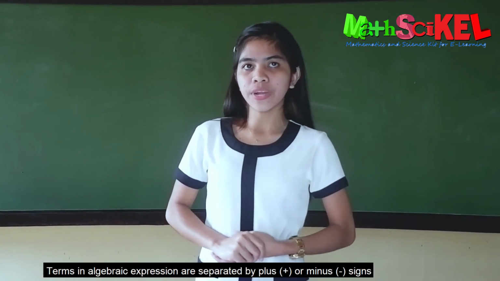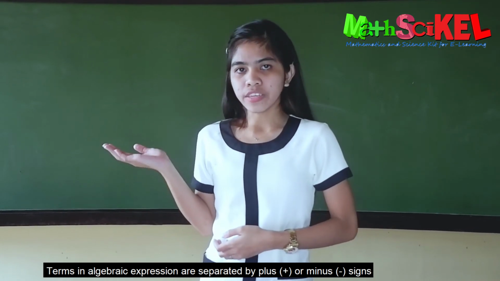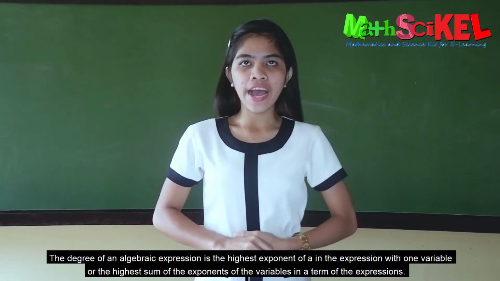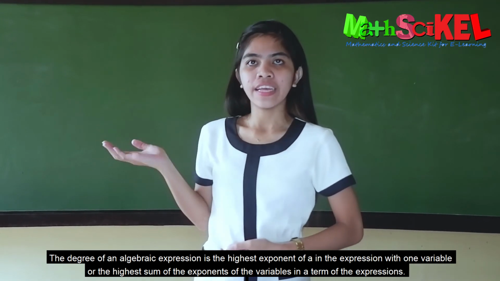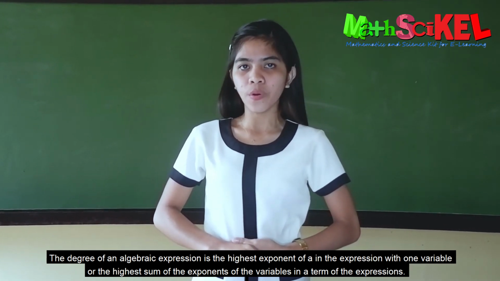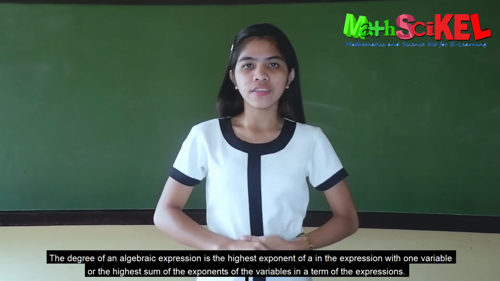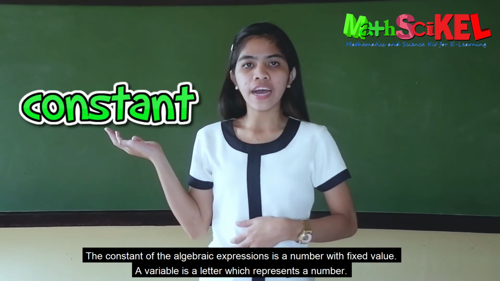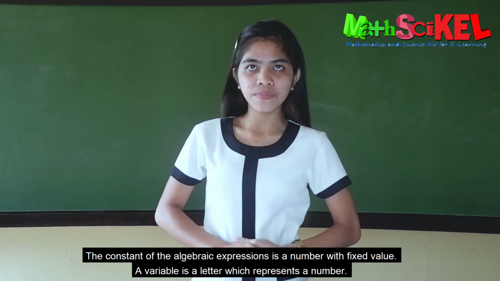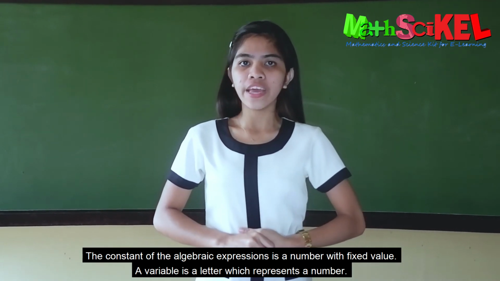Terms in an algebraic expression are separated by plus or minus. The degree of an algebraic expression with one variable is the highest exponent of the variable. For an expression with more than one variable, it is the highest sum of the exponents of the variables in a term. The constant of an algebraic expression is a number with a fixed value. A variable is a letter which represents a number.